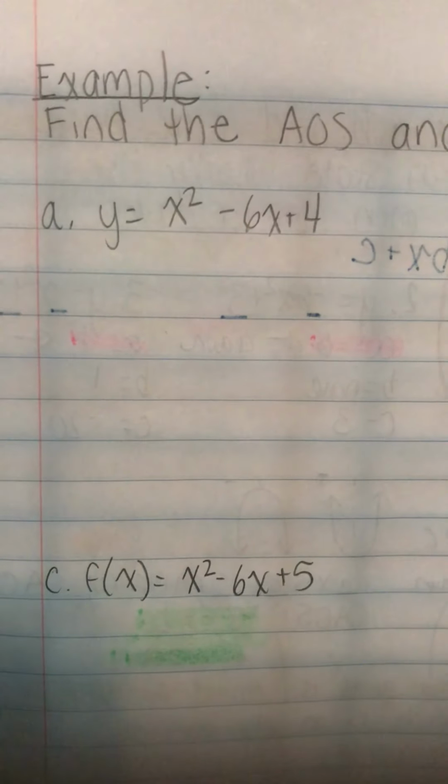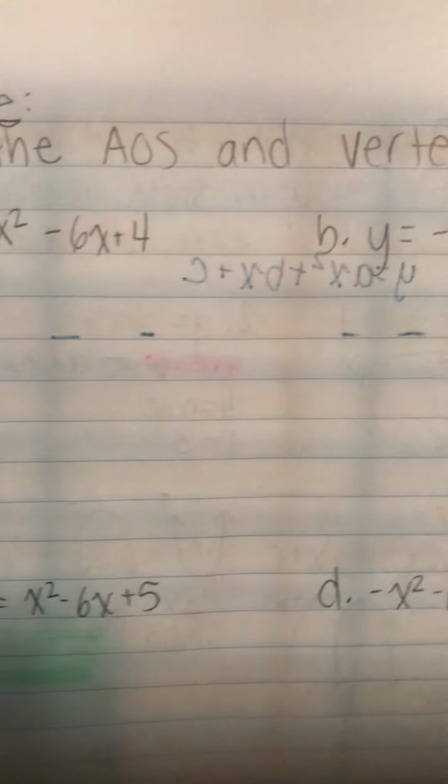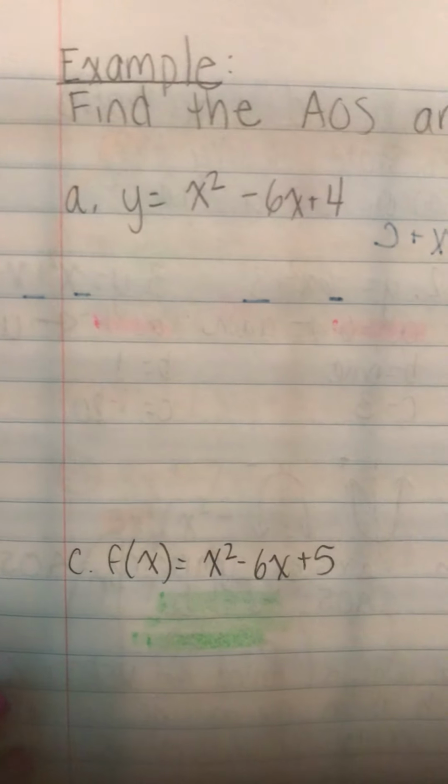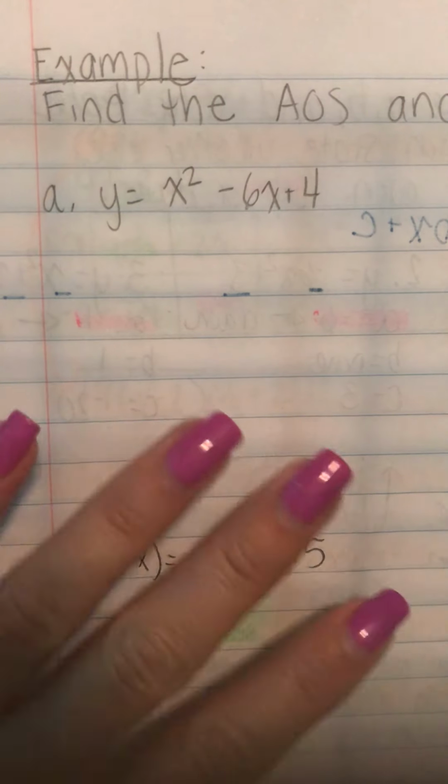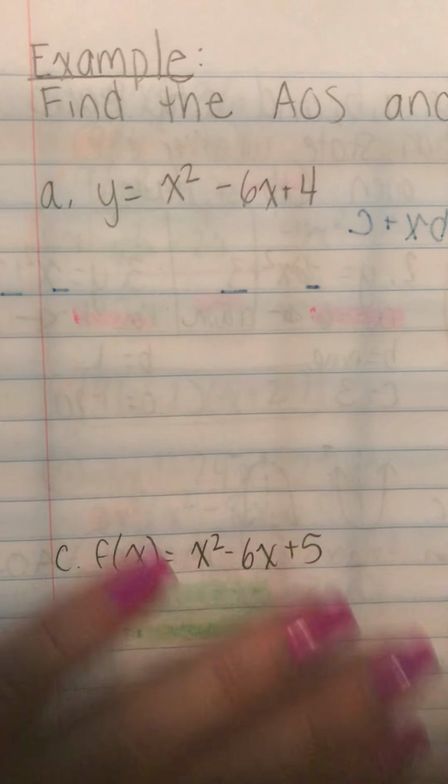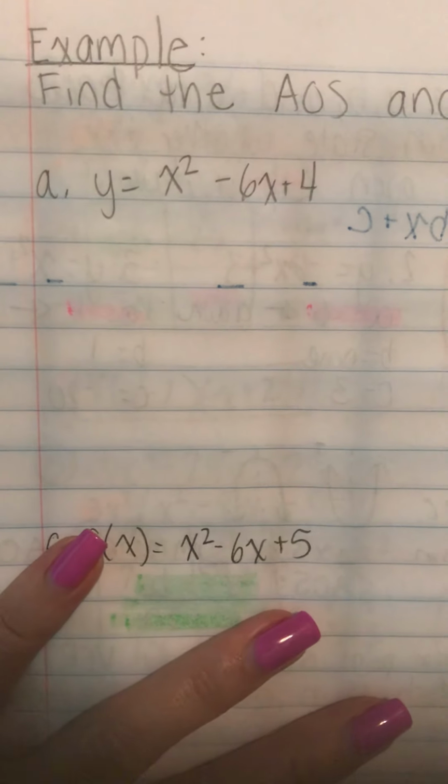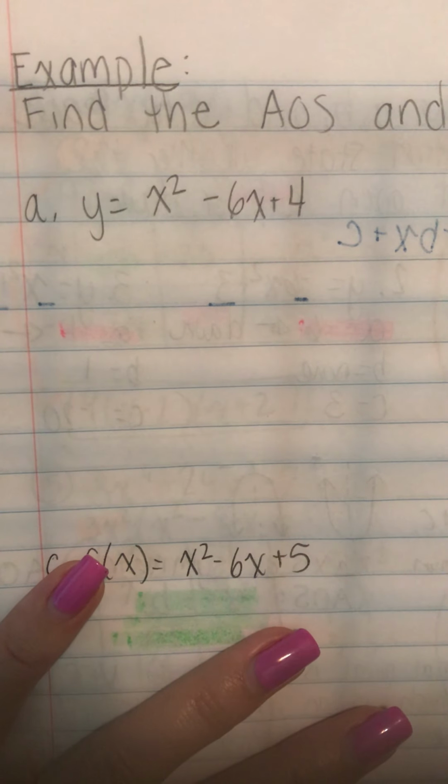So you should already have the 6 examples written out. We're going to find the AOS and the vertex. Again, the AOS is the axis of symmetry. The axis of symmetry and the vertex are always going to have the same number in it. So if you have 2 different numbers, you're wrong.